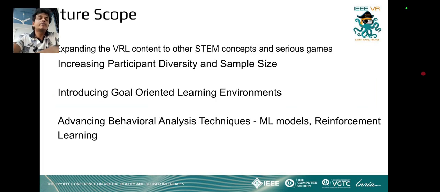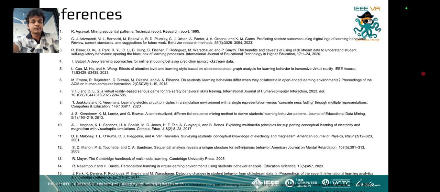So for future scope, we are planning to expand the VR learning content to other STEM concepts and serious games. We are planning to increase the participant diversity and sample size, introduce goal-oriented learning environments, and advance behavioral analysis techniques through ML models and reinforcement learning.